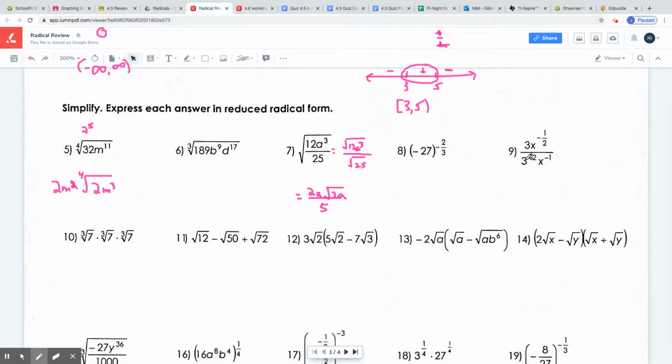All right, 9. 3x to the negative 1/2 over 3 to the negative second, x to the negative second.